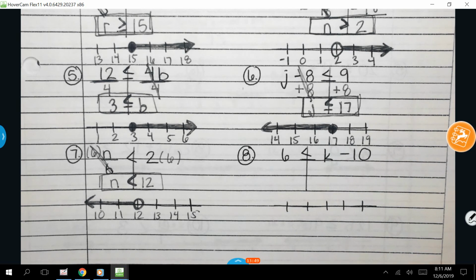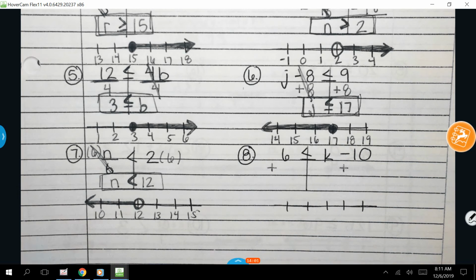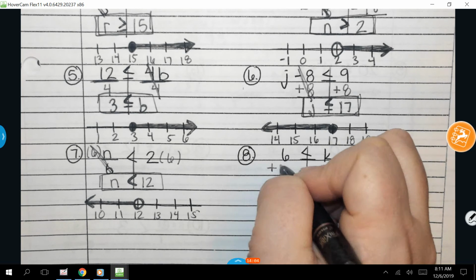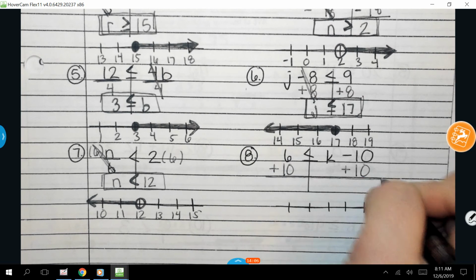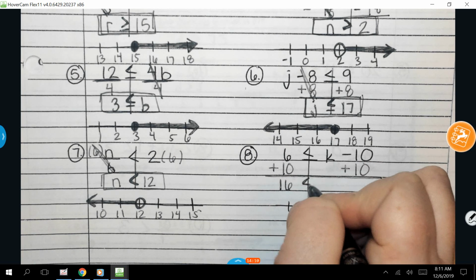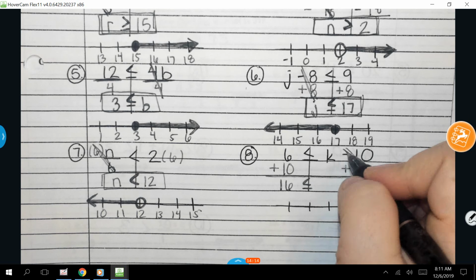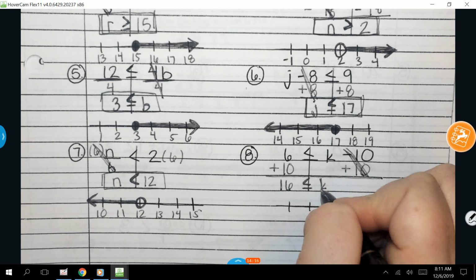All right, last one. What am I going to do to both sides on this one? Jesse, what am I doing to both sides? Adding what? 10. So we're adding, that's the opposite. 10 is with my letter. So 6 plus 10 is? 16. Keep our symbol. What happens to minus 10 and plus 10? They go away. I'm left with K.